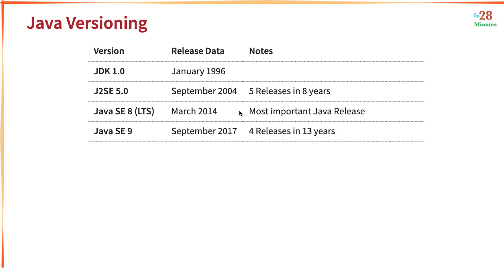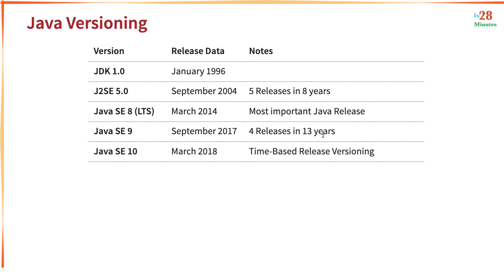Java SE 9 was released in September 2017. And again, you can see that there are 4 releases in 13 years. From 2004 to 2017, we moved from 5 to 9. So there are about 4 releases in almost 13 years.